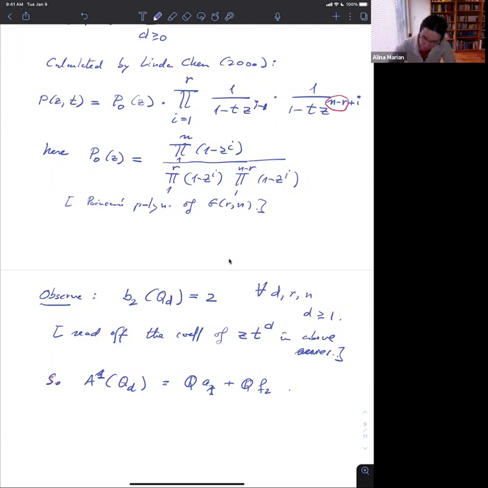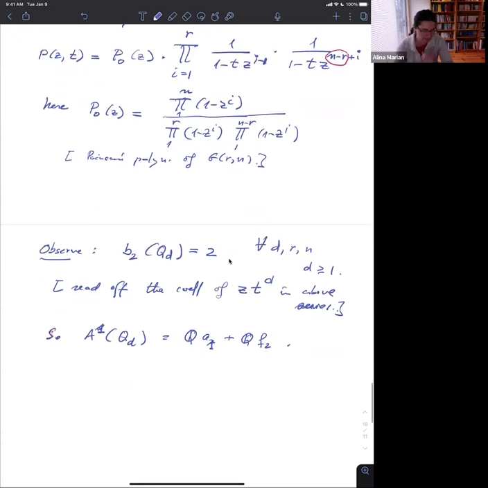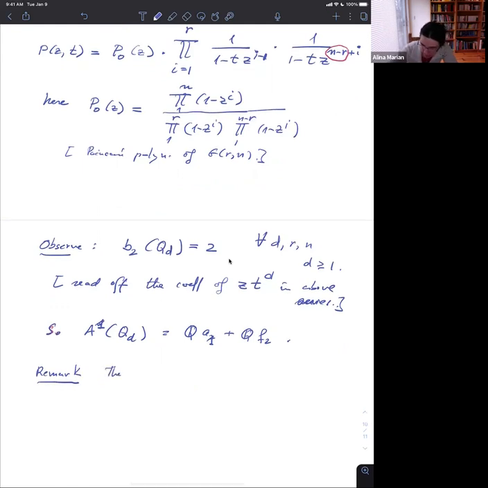My time is already up. Let me just write one thing which is amusing, and then we can pick it up next time, because this deserves a more thorough analysis. Let me write this as a remark. The remark is that the cohomology stabilizes.